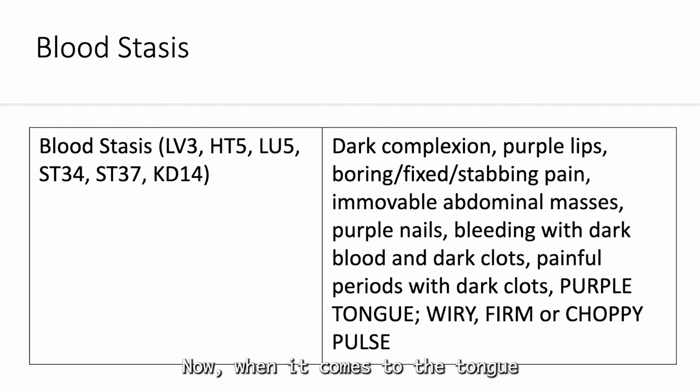Now, when it comes to the tongue and pulse, when you look at the tongue, it's going to be purple, or at the very least, it's going to be dark. Maybe you might even see some spotty purple areas on the tongue. When you palpate the pulse, you'll feel a wiry pulse or a choppy pulse.